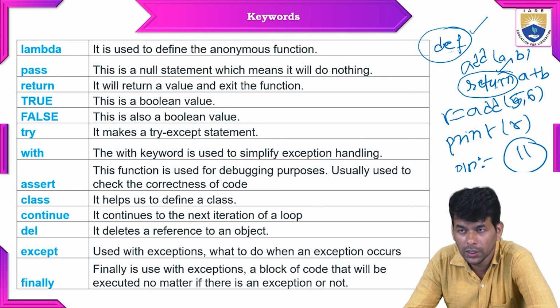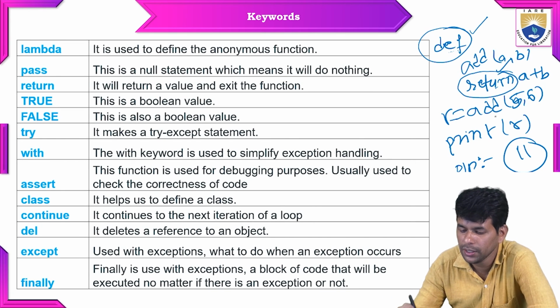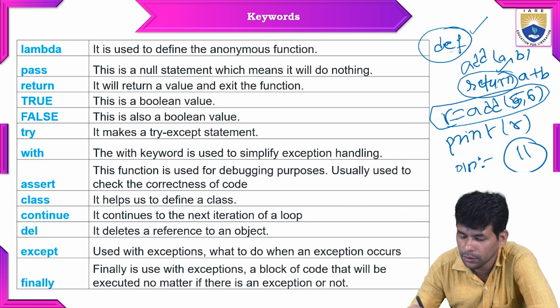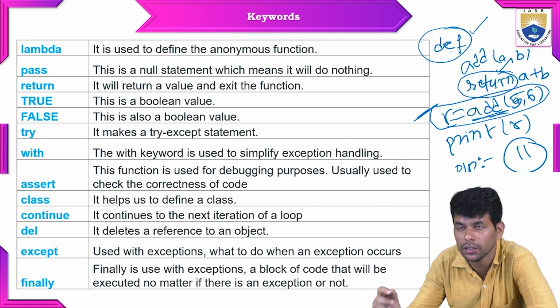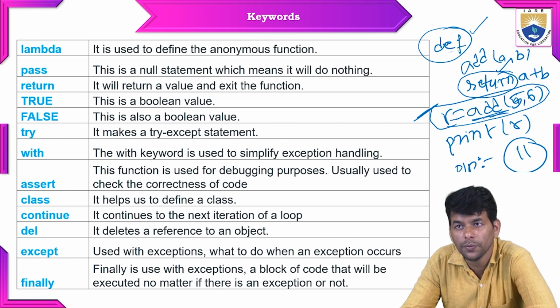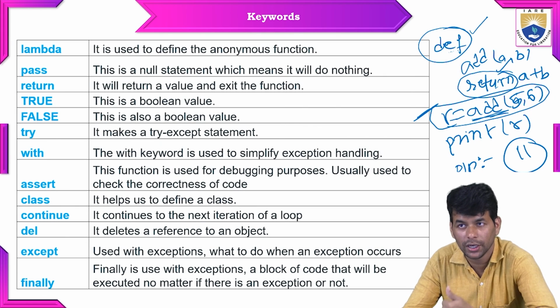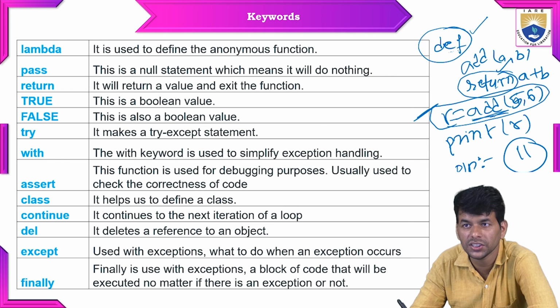Is that clear? So def add of a comma b. What is the use of this particular statement? Here I am calling the function. In programming, a function is executed only when we call it; then the function will be initiated. So here I am initiating the function with a statement called add of 5, 6.